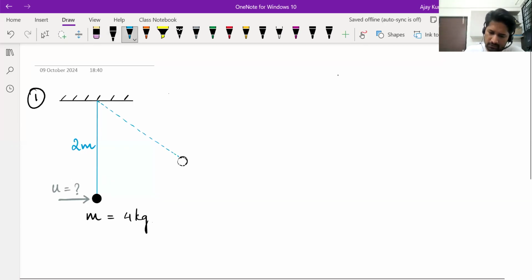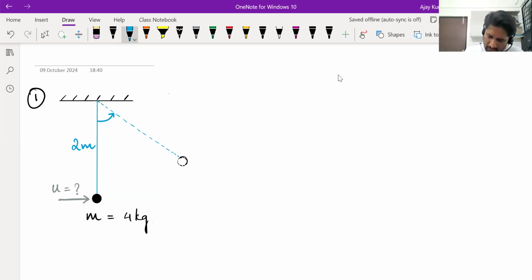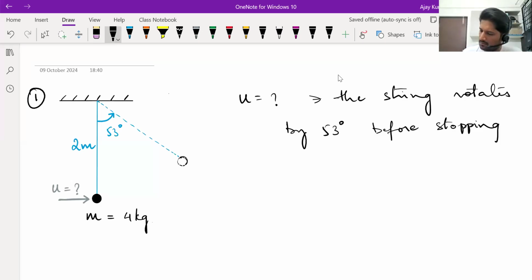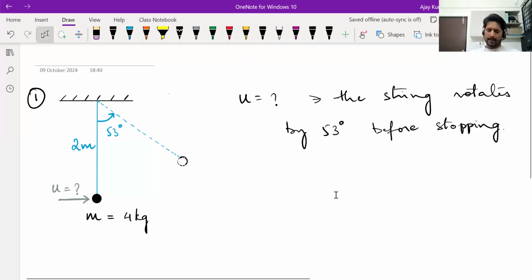So we want it to swing by 53 degrees. So how much initial speed should the ball be given such that the string rotates by 53 degrees before stopping? Yeah, what were you asking? Sir, I was asking that when the bob goes towards the right, 53 should be the maximum angle it can do. Yes.